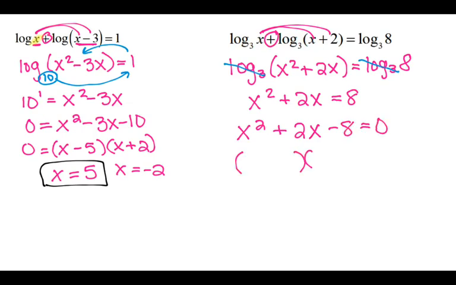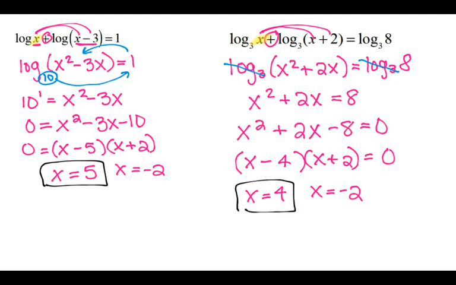And we factor. Hopefully. Two numbers that multiply to -8 and add to 2. -4 and +2. So I get x equals 4 and x equals -2. But of course, inside your logarithm can't be negative, which means -2 does not work. So I just get x equals 4.